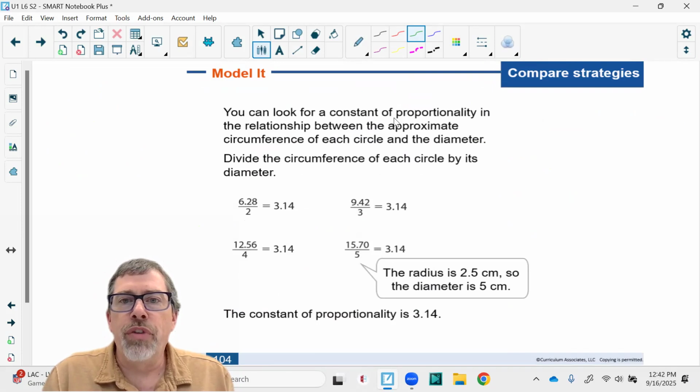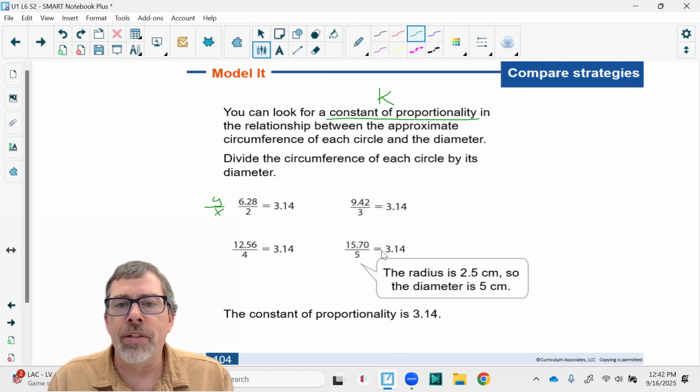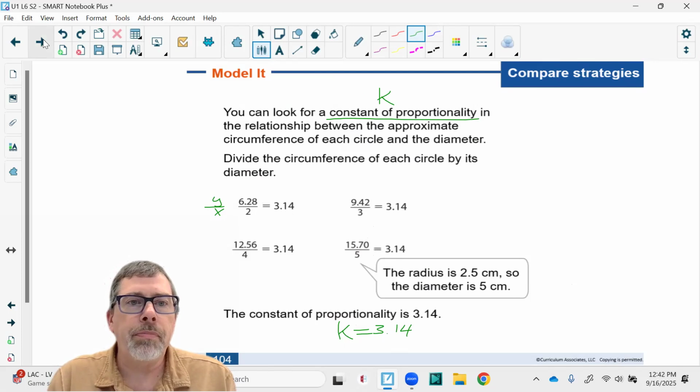So now it says you can look for a constant of proportionality. There it is, a K, in the relationship between the approximate circumference of each circle and the diameter. So you just take your y over x, which is your circumference divided by your diameter, and you'd get 3.14 every single time. So in this one, it says the radius is 2.5 centimeters, therefore the diameter is 5 cm. Two of the radiuses makes 1 diameter. So the constant of proportionality, K, is 3.14. Okay, and that's all they're trying to explain here.